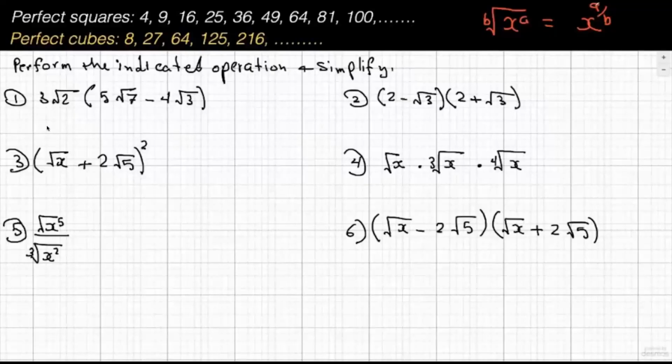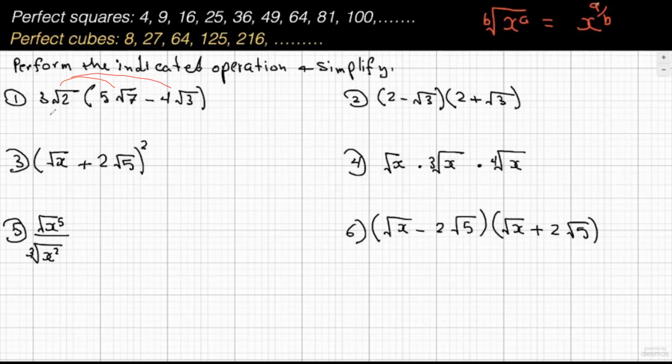Grade 11 mixed radicals. We're going to perform some operations on different questions. We're going to start with the first one: 3 root 2 multiplied in the brackets. That means we have to distribute the 3 root 2 into both terms inside. So 3 root 2 times 5 root 7.